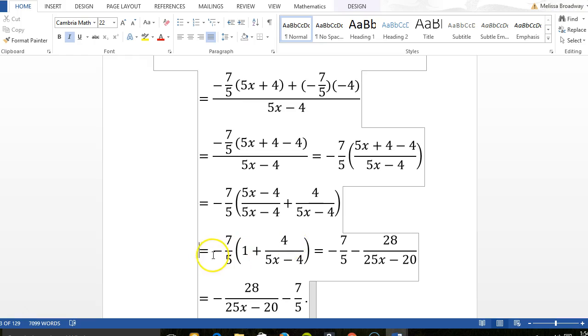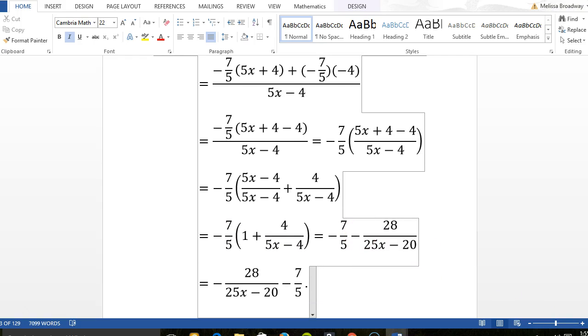Now if I distribute negative 7/5 through, negative 7/5 times 1 is negative 7/5. Negative 7/5 times positive that fraction: negative 7 times positive 4 is negative 28, and then I'll just call this positive 5 down here. Positive 5 distributed over 5x minus 4 is 5 times 5x, which is 25x, and 5 times negative 4 is negative 20. So I'll multiply this 5 by this, and I take this minus sign and put it right here in the distributive.